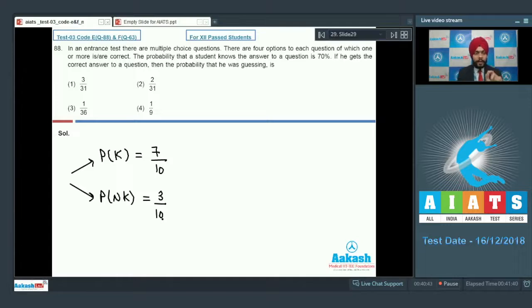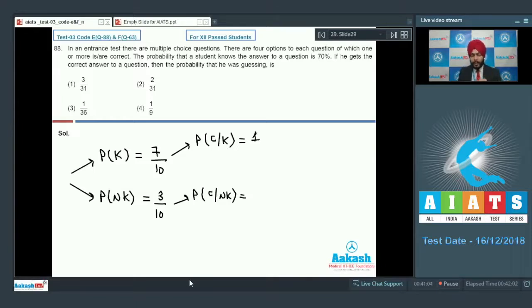If he gets the correct answer to a question, then what is the probability that he was guessing? Probability of correct given that he knew, obviously it is 1. We'll have to think about the probability of the answer being correct given that he did not know. Now students, 4 options. Option A, either it will be correct or not correct.